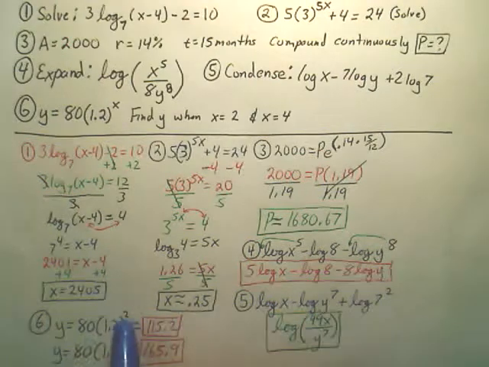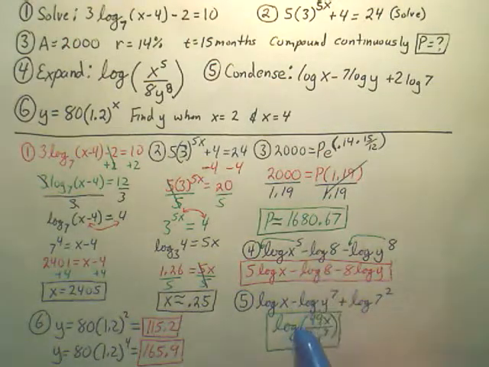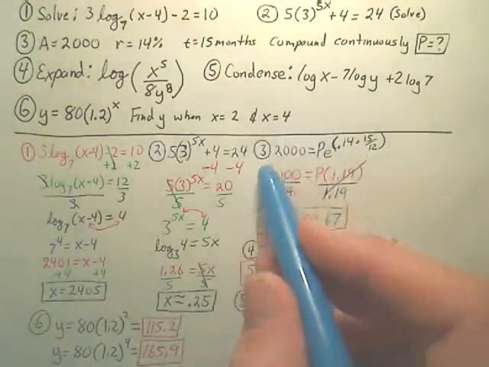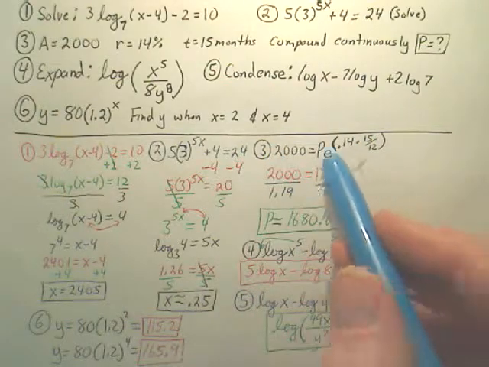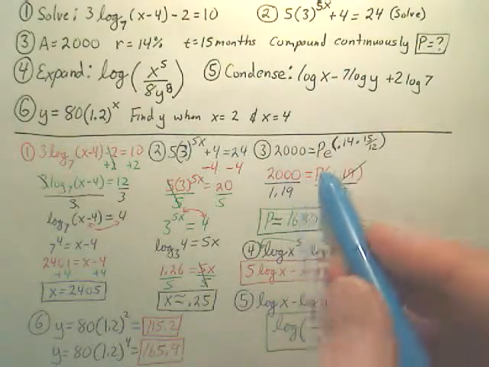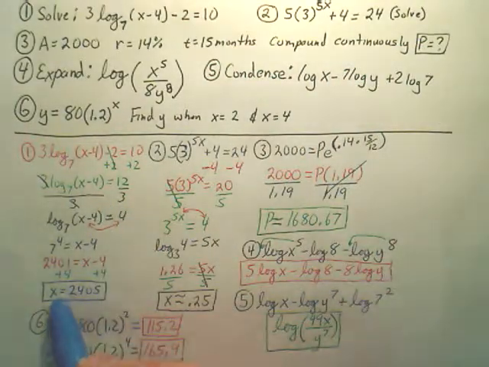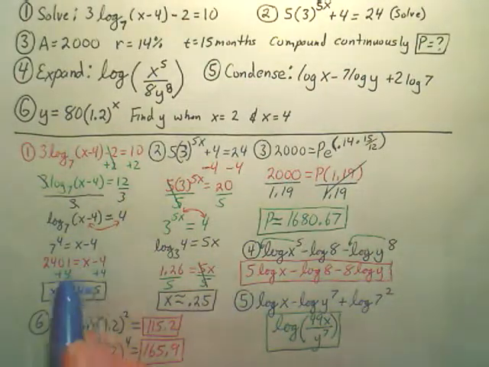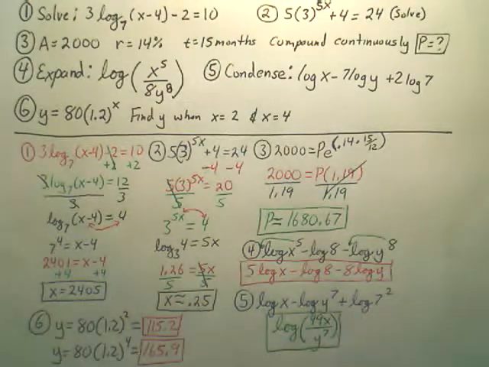So make sure you can plug things into calculators like this. Make sure you can expand and condense logs. Make sure you can plug things in where they appropriately go. This right here would be a word problem on the test. So you got to find your information. And these two just solve. Your answer should be a decimal or a number like this, using a bigger number using your calculator.